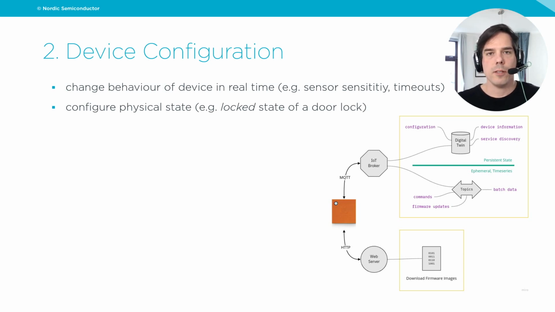Again, here we use the digital twin because this allows the backend to write directly to the digital twin, and then the IoT broker will take care of eventually transmitting the desired state to the device. We don't need to wait for the device to be online. This will be handled by the digital twin.